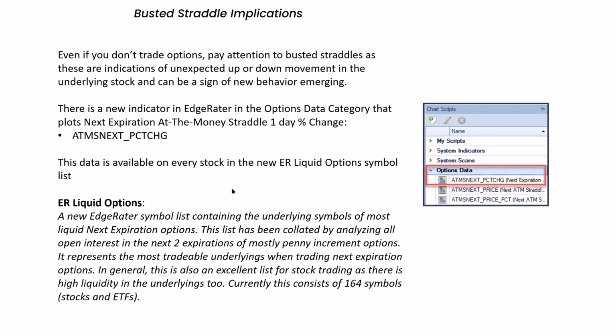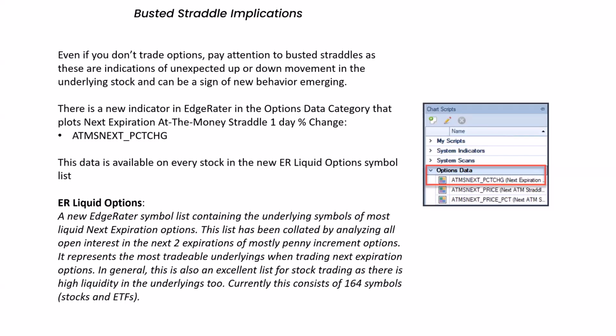So I'll just give you a quick idea of what the liquid options symbol list is. It's a new list, containing the underlying symbols of the most liquid next expiration options. And it's been collated by analyzing all the open interest in the next two expirations of most penny increment options. And it represents the most tradable underlyings when trading next expiration options.